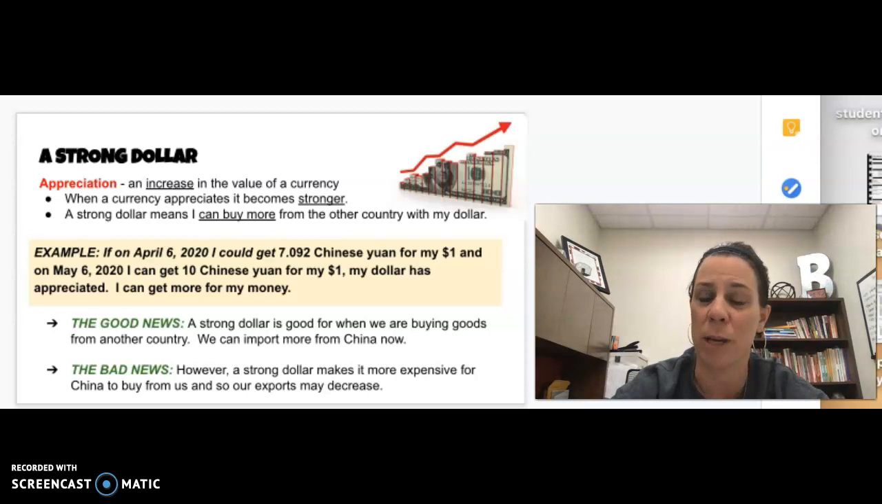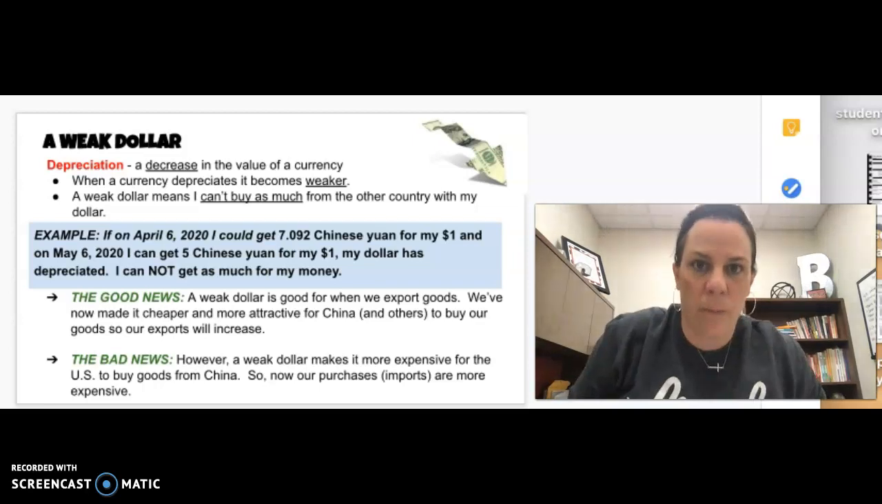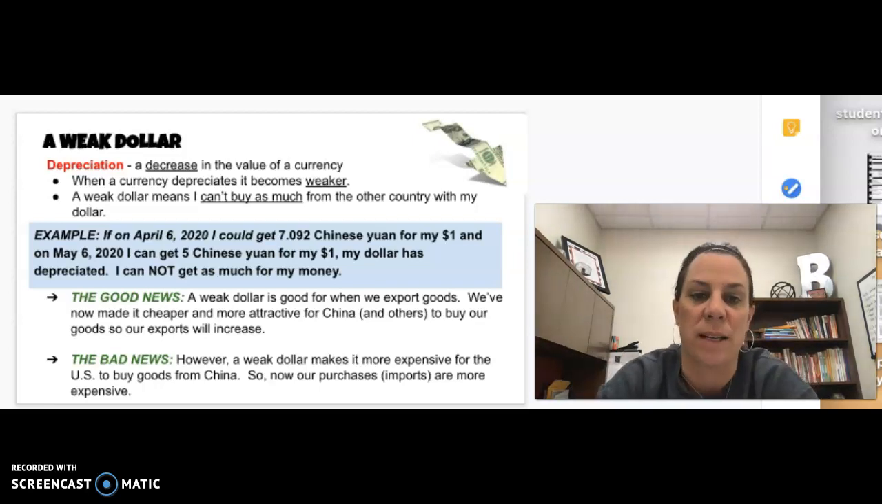So what you're going to find with a weak dollar is it's just the opposite. A weak dollar depreciates in value, a decrease in the value of our money. And when a currency depreciates, it becomes weaker. A weak dollar means I can't buy as much from the country with my dollar. So I go shopping and it makes me sad. It makes me weak because I can't get as much.